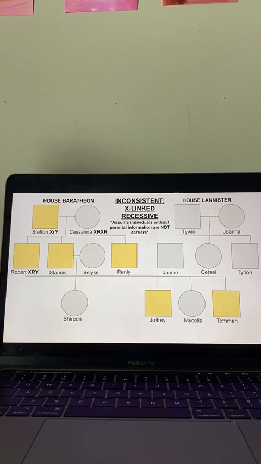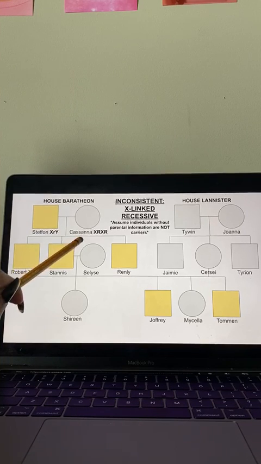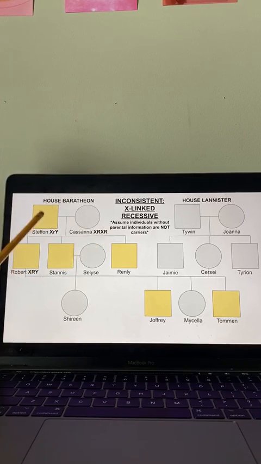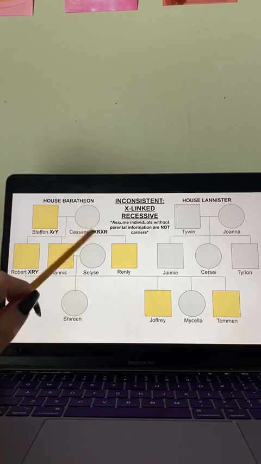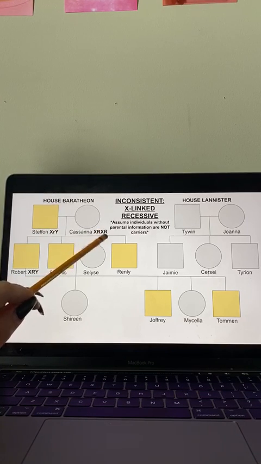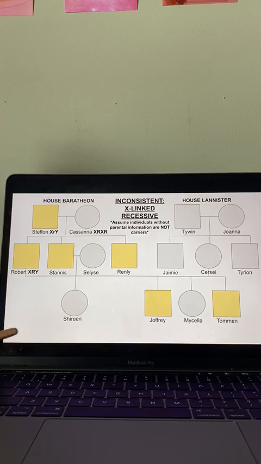Next, we have X-linked Recessive. Again, Kasana would have 2 big R's, and Stefan would have a little r, but our issue here is Stefan will give his Y to Robert, and Robert will get his X from mom. So she only has 2 big R's again, and he wouldn't show the trait, so that doesn't work either.